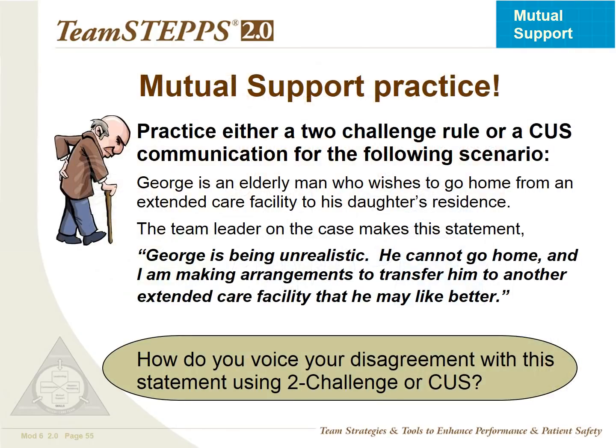Let's practice mutual support by using either the two-challenge rule or CUS communication for the following scenario that has to do with George. George is an elderly man who wishes to go home from an extended care facility to his daughter's residence. The team leader on the case makes this statement: George is being unrealistic. He cannot go home, and I am making arrangements to transfer him to another extended care facility that he might like better. How would you voice your disagreement with a two-challenge or a CUS?